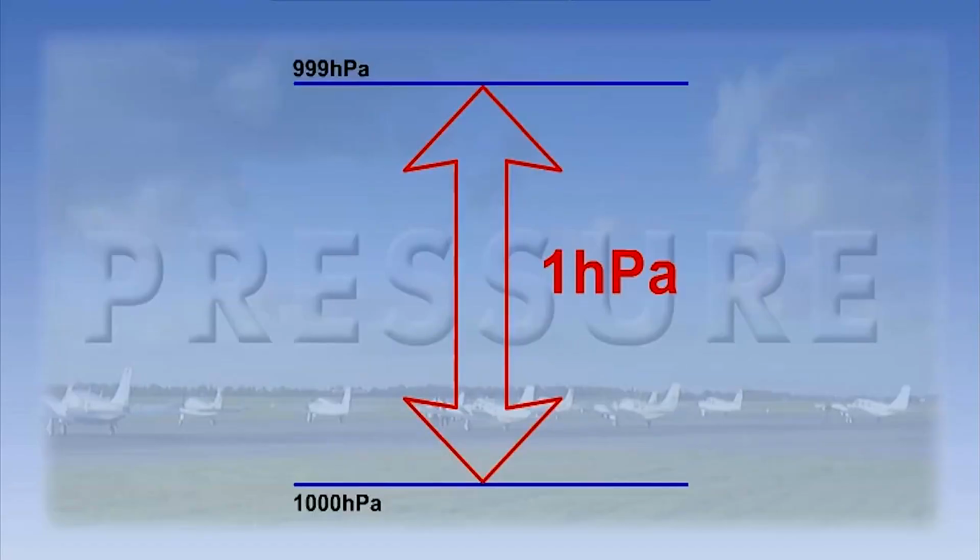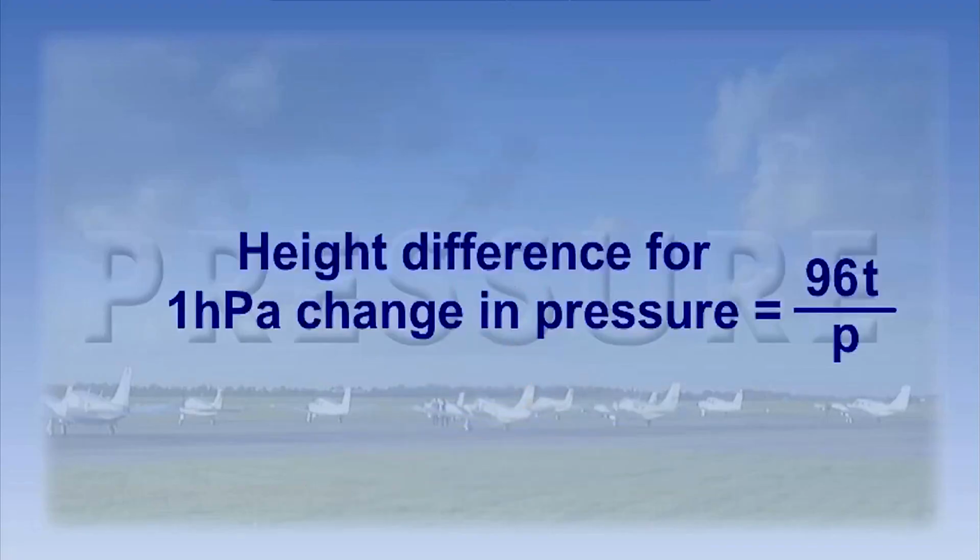There is a numerical method of calculating the vertical height change per hectopascal. The formula is shown in the diagram. When the variables are inputted into the formula, the result will show the height, in feet, represented by a 1 hectopascal change in pressure. The variables are temperature in Kelvin and the pressure in hectopascals. The value 96 is a constant.